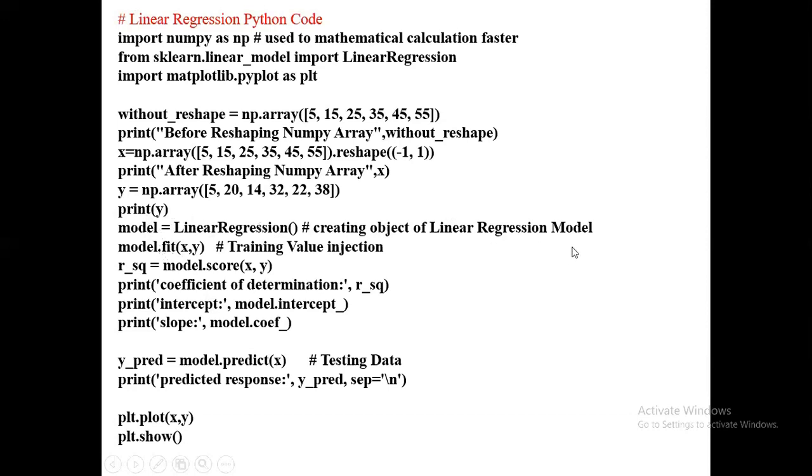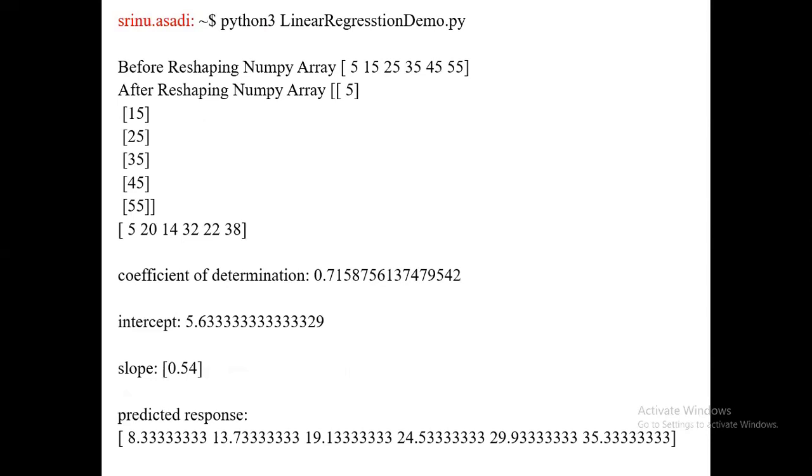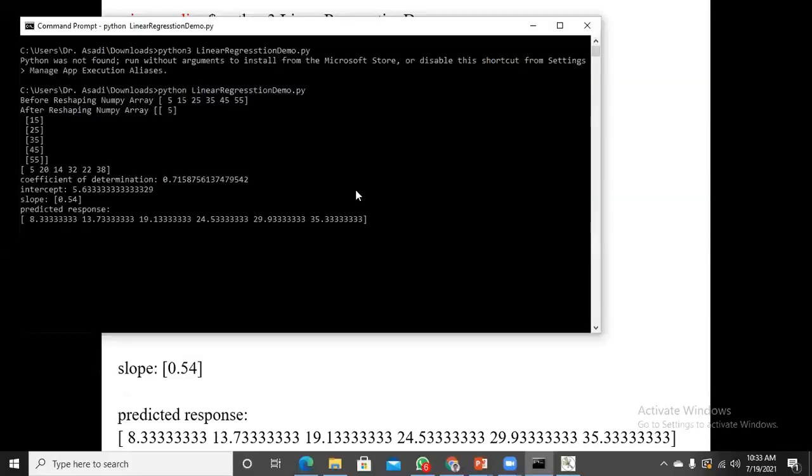In this model, I'm using the inbuilt linear regression code available from sklearn. From sklearn, the linear regression model is available. I am applying the function model.fit of x comma y. Then I am calculating the mean square error, then printing the coefficient of determination, then the intercept value, then the slope value. Then testing: the y prediction value. I am predicting the values. Then show. These are the values I have generated. Now see once again. This is the way I executed it.